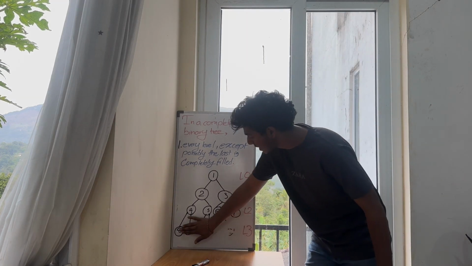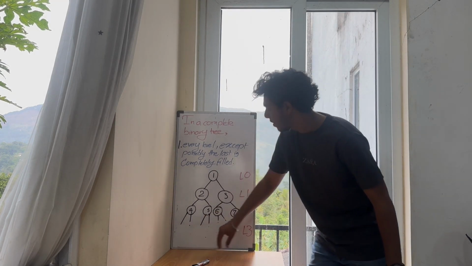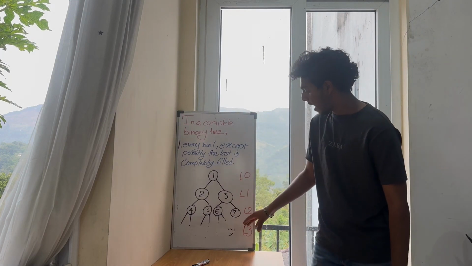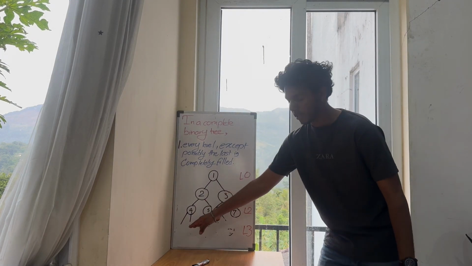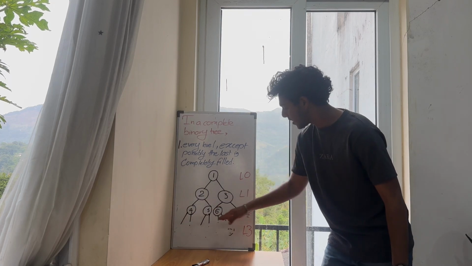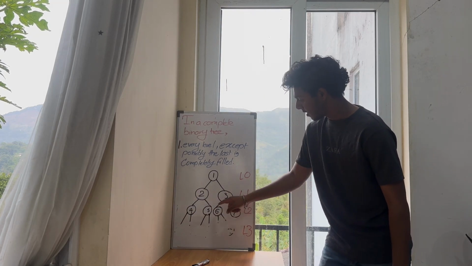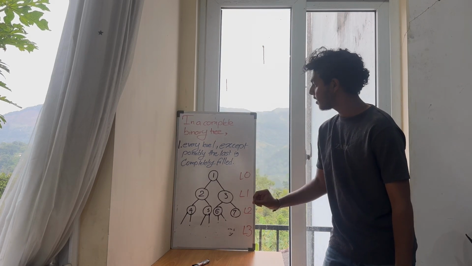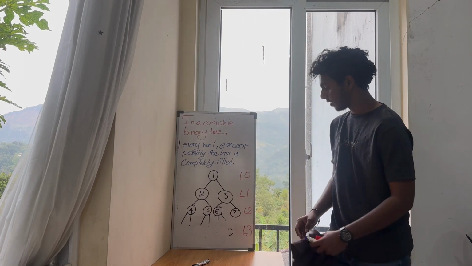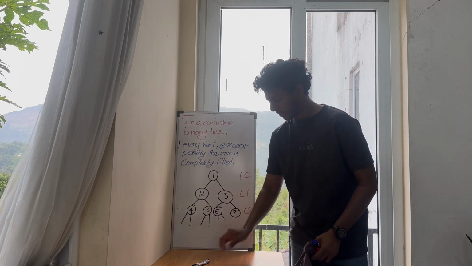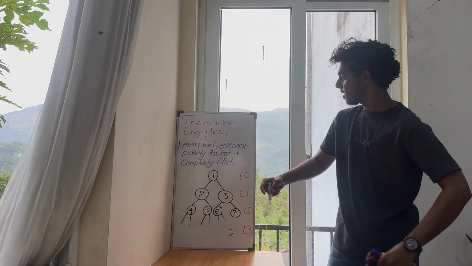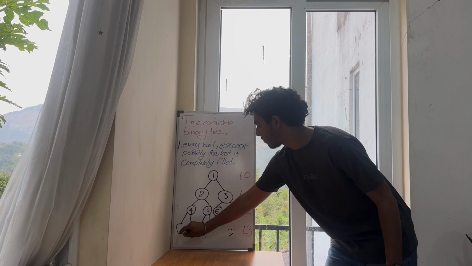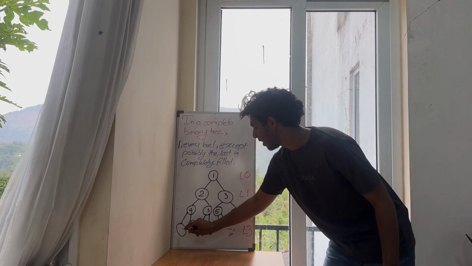If we erase this one, it is still correct. If we erase this one also, it is still correct. But if we erase this one also, since the last level has no level below, the last level is completely filled and each has subtrees, this is not a complete binary tree. So in a complete binary tree, the last level should be filled at least like this.